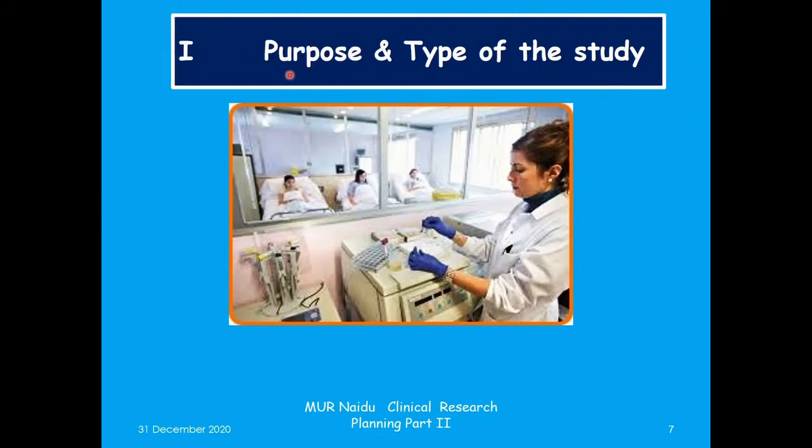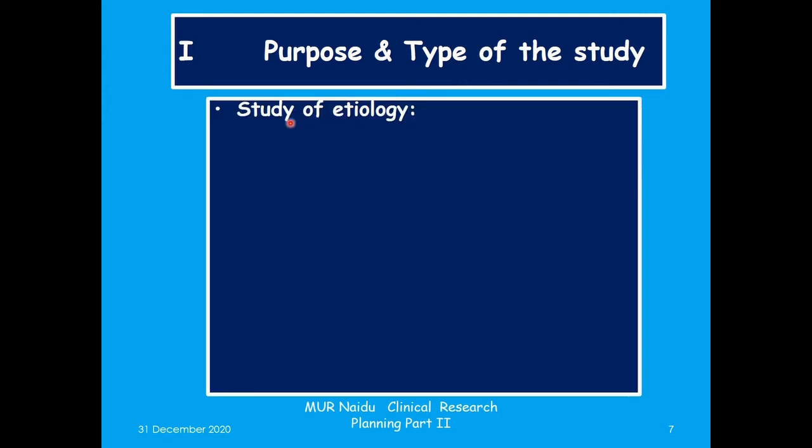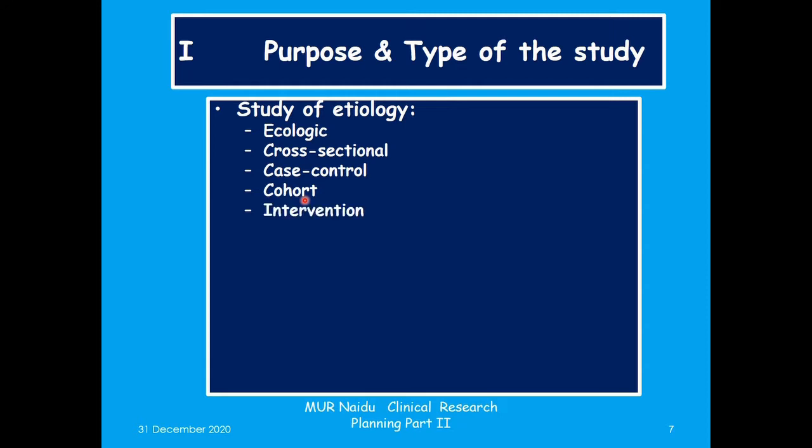In this slide, let us see the purpose and types of the study. The study of etiology can be ecological, cross-sectional, or it is a case control study, or it can be cohort study, or it can be an interventional study where we are using some drug or some procedure.